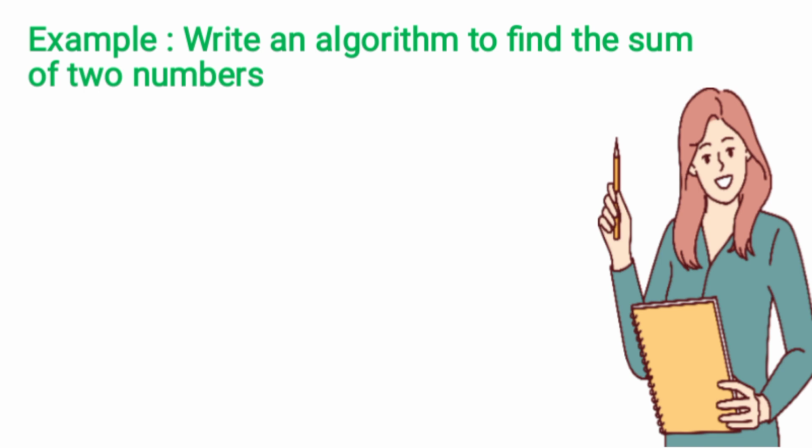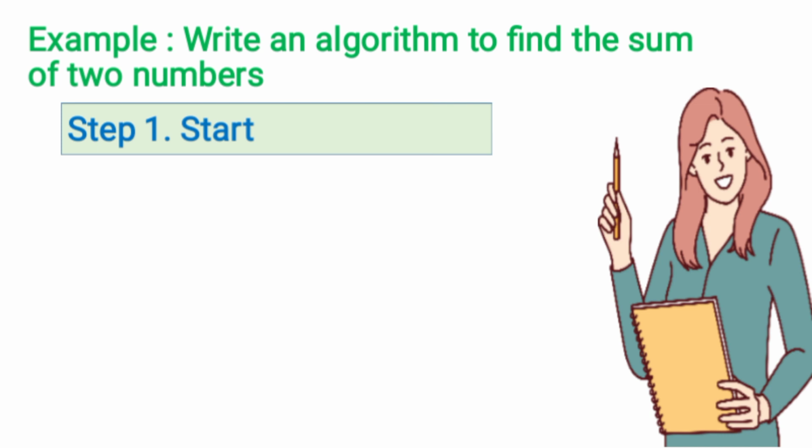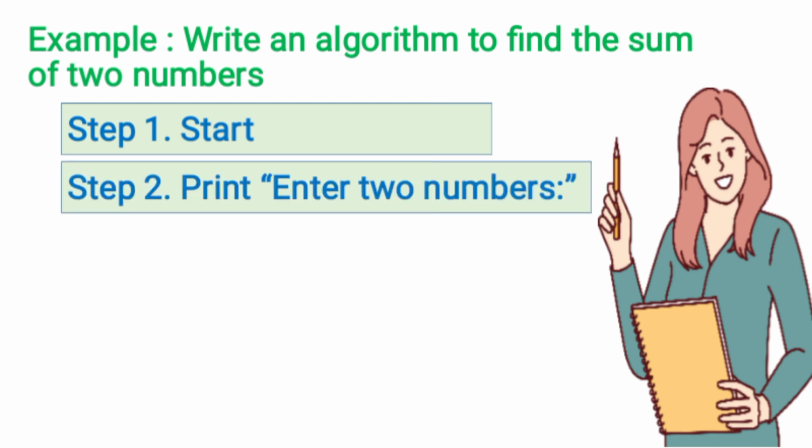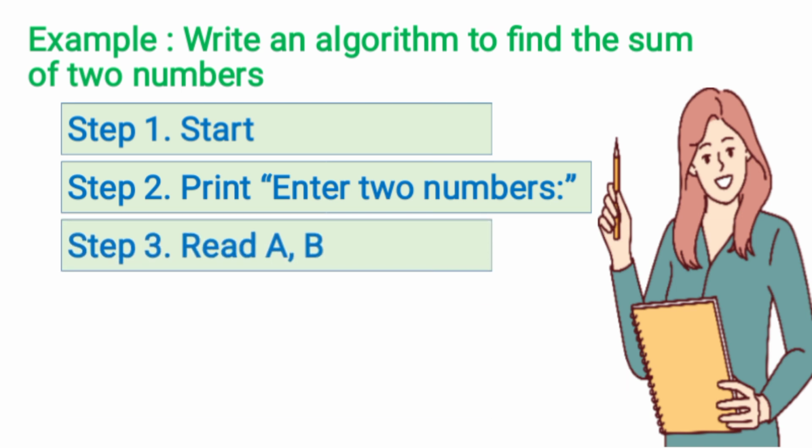Here is one simple example algorithm for finding sum of two numbers. The first step, start. Here the algorithm starts. Second step, print enter two numbers. It prompts the user to enter two numbers. Third step, read A, B. It reads the values of A and B.